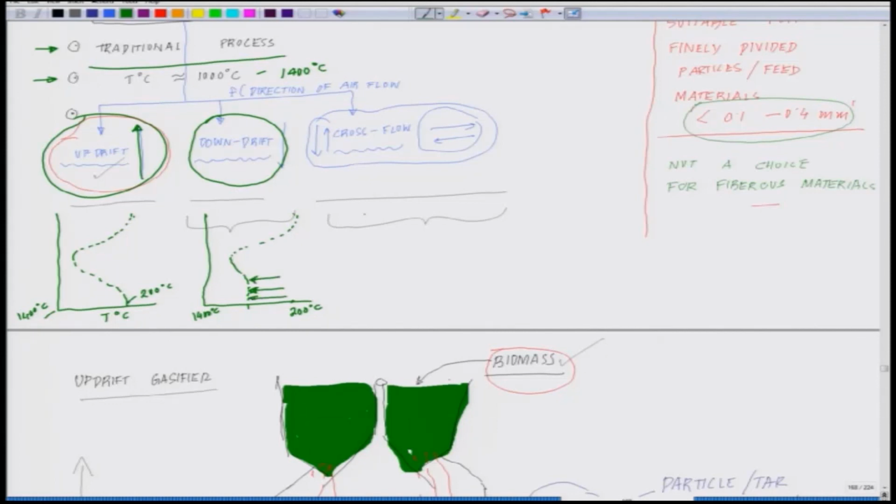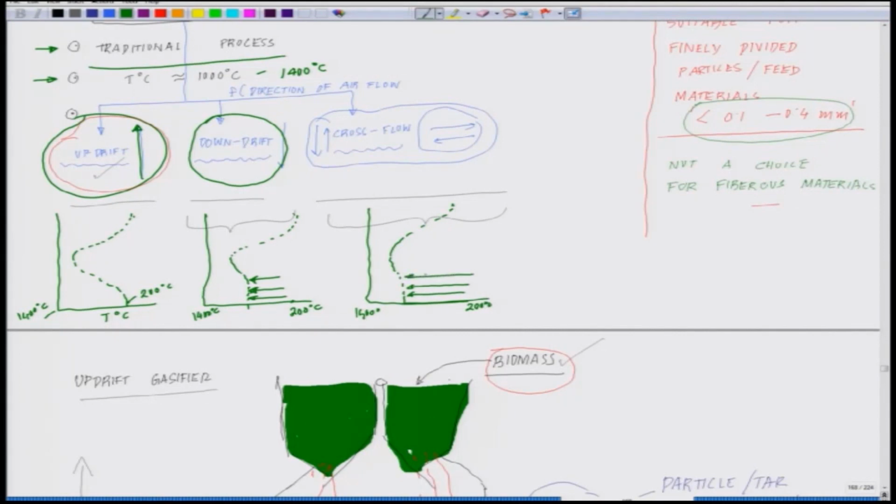So you see there is a very interesting shift which took place. And similarly in the cross flow, it is even much steeper. If it is 200 degrees centigrade and 1400 degrees centigrade, you will see it is even much more.